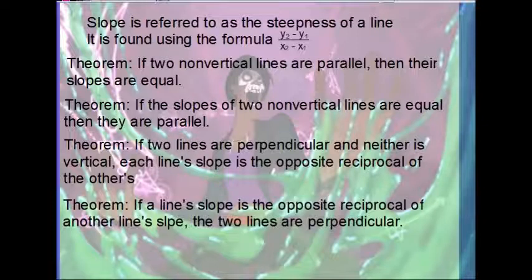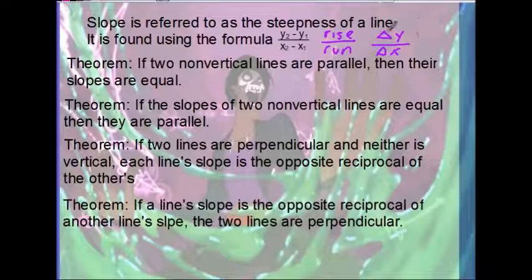Slope is referred to as the steepness of a line. It is found using the formula y2 minus y1 over x2 minus x1. Other ways that we heard of slope is when we heard rise over run. Or some of us heard it as change in y over change in x, or for those of us that are some science buffs, delta y over delta x.